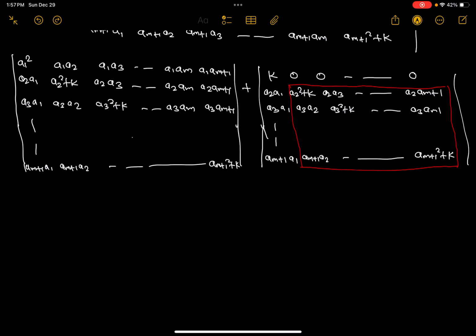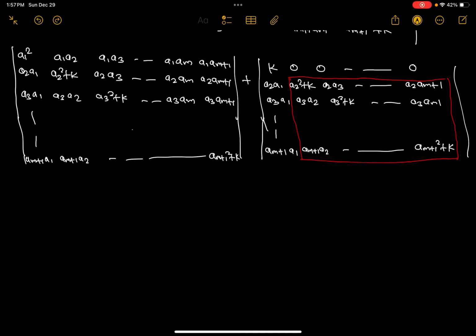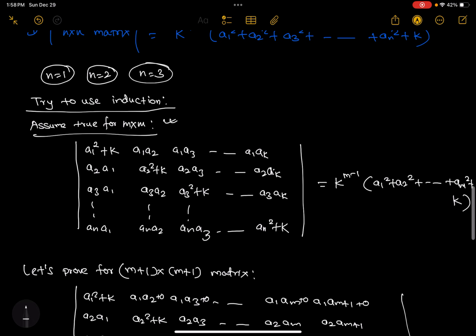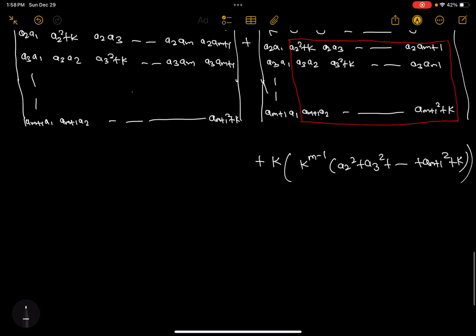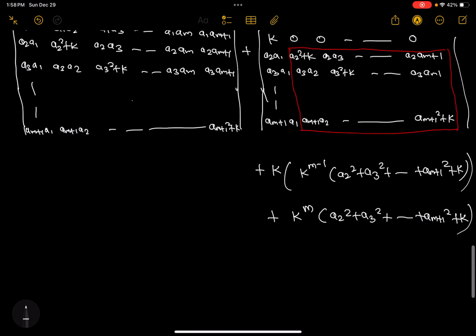And now if we use the induction and expand the determinant on this side, first of all you have the k and the determinant of its minor, right? And the determinant of its minor, we know, is just k to the power m minus 1 times a2 square plus a3 square up to a_{m+1} square plus k, right? Over here it was k to the m minus 1, and there it was from 1 to m, but in this case it is from 2 to m plus 1, and you see why, right? So this is just k to the power m times a2 square plus a3 square up to a_{m+1} square plus k, right? Okay, we already have the determinant in the form that we want.